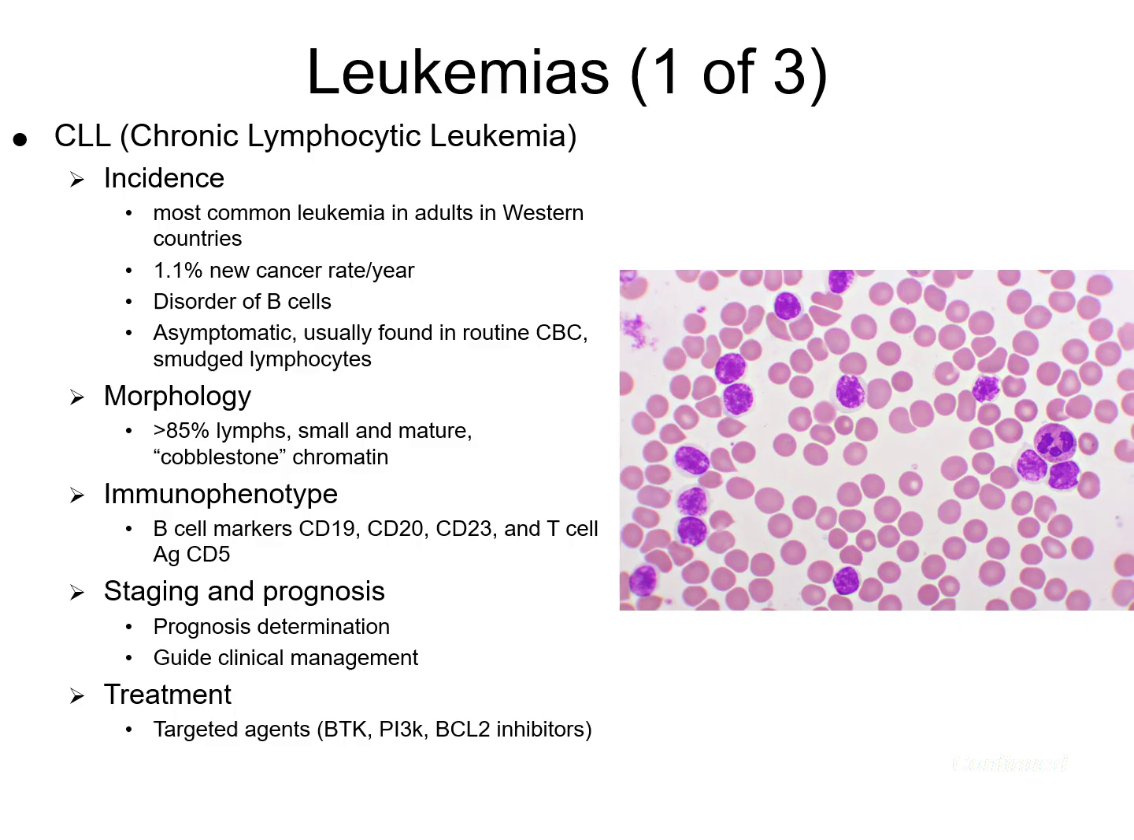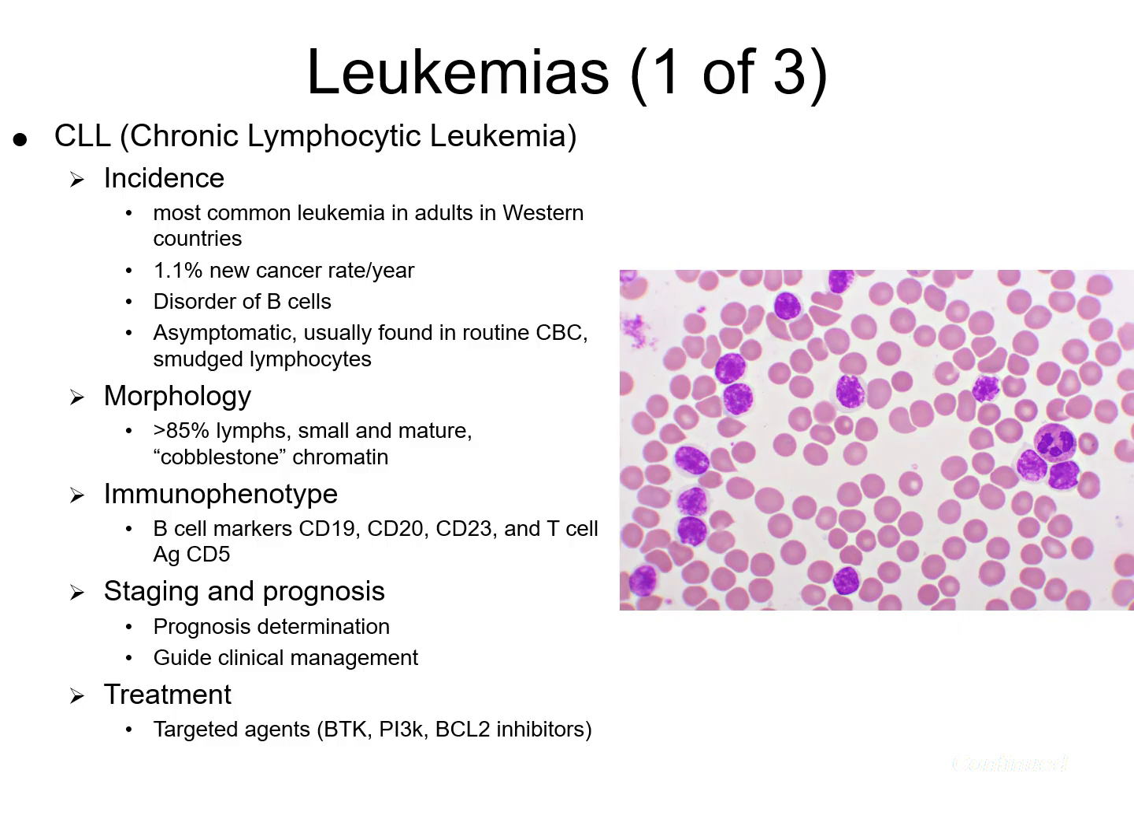For morphology, the peripheral blood will contain more than 85% lymphocytes, which are small, mature-looking lymphocytes. The nuclear chromatin has a distinctive cobblestone or clumped appearance. The bone marrow and lymph nodes often show infiltration by similar mature lymphocytes as well. For immunophenotyping, the CLL cells express typical B cell surface markers, including CD19, CD20, and CD23.